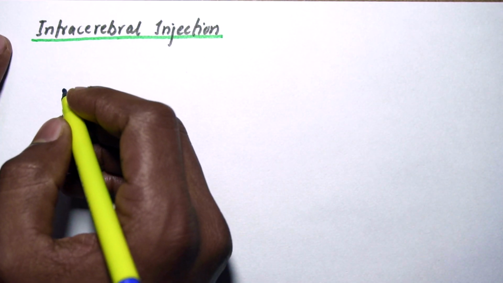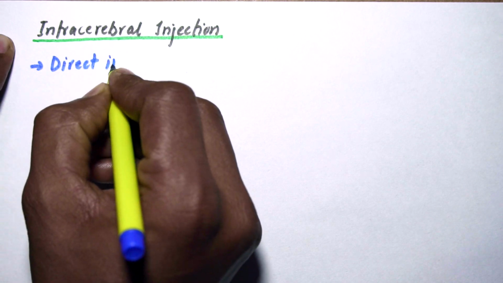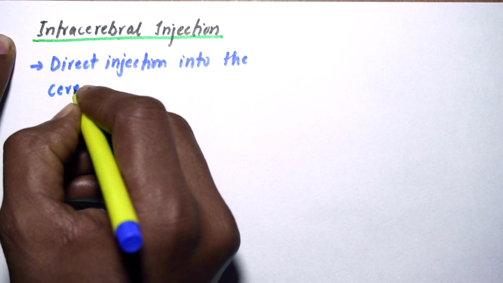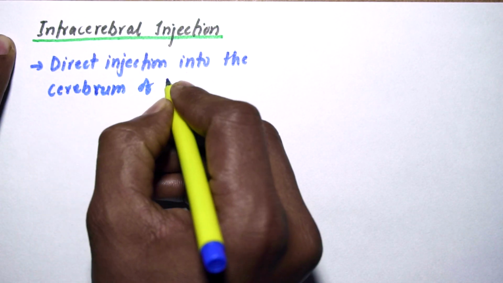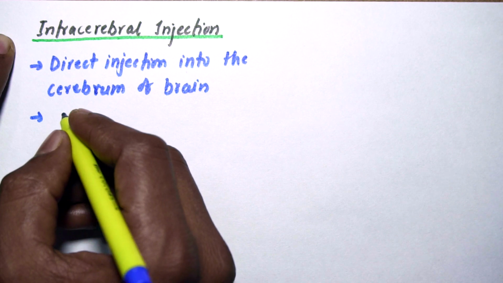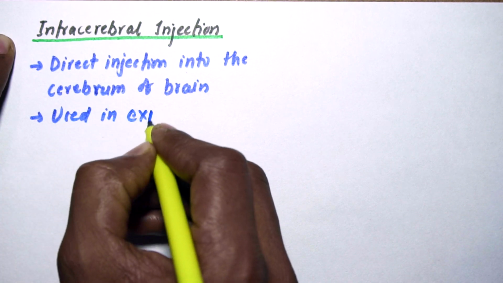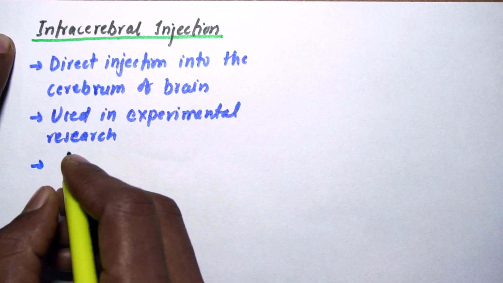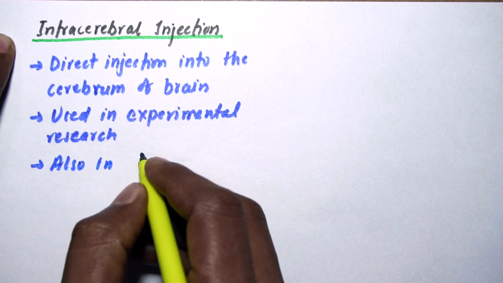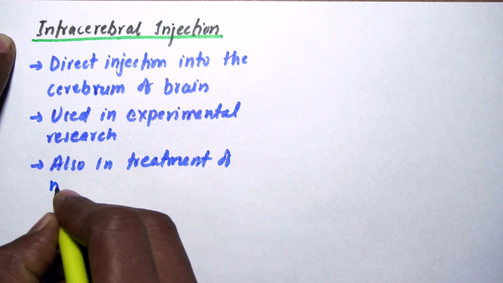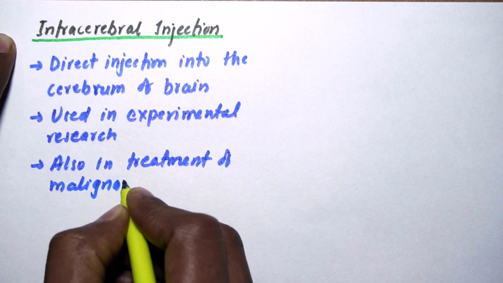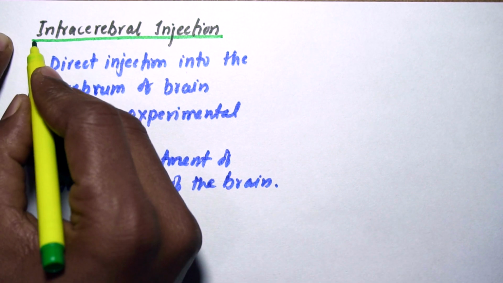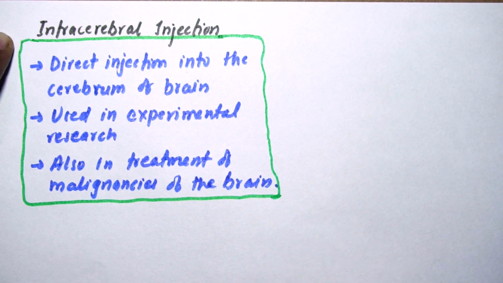Now we will discuss intracerebral injection. These are injections which are directly given into the cerebrum of the brain. They are used in experimental research, and they are also used in treatment of malignancies of the brain. So this is all about intracerebral injection.